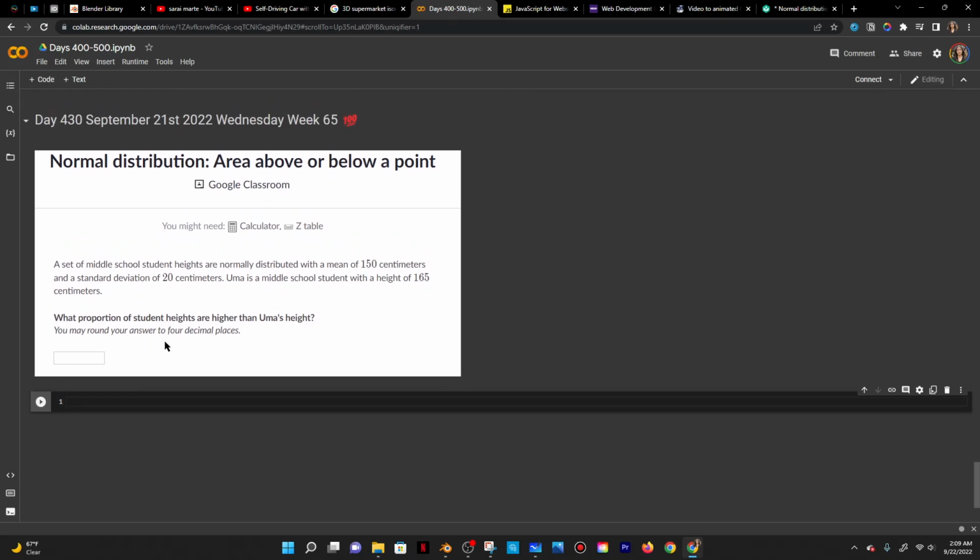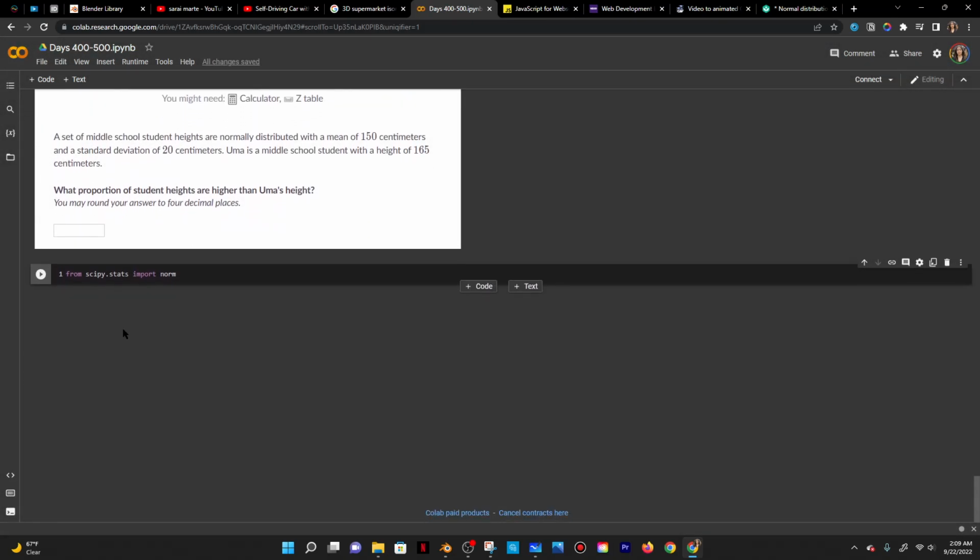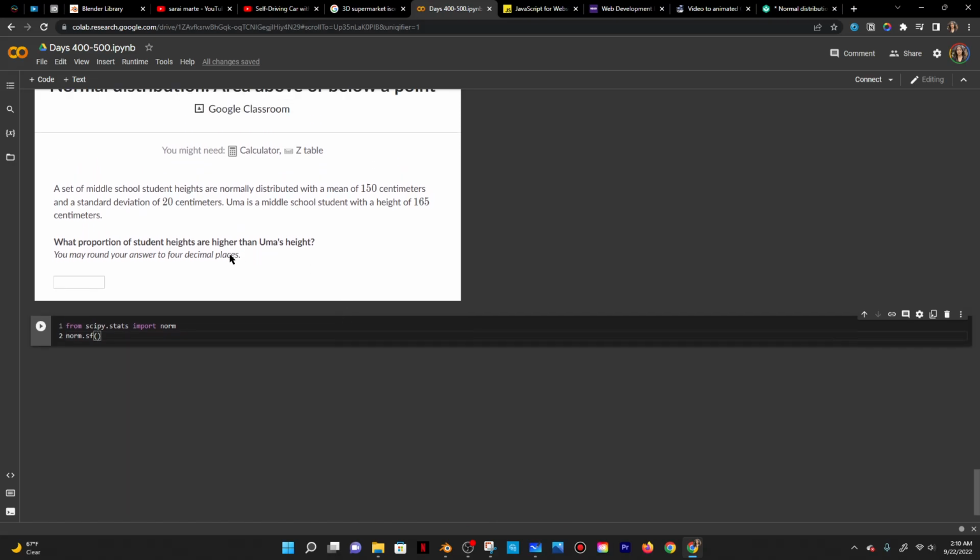So first of all, we would need the normal function. So I would just go from scipy.stats import norm. That's the equivalent of normal CDF in your calculator. And then I would just do norm.sf. So instead of CDF, we're doing SF because it's asking for a proportion higher than.